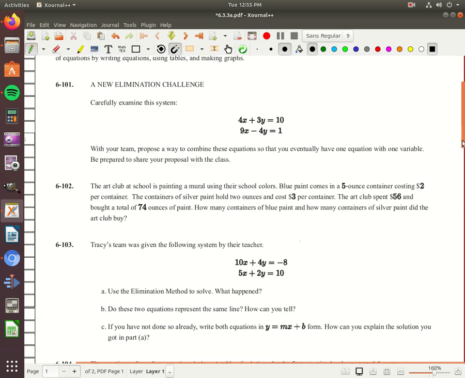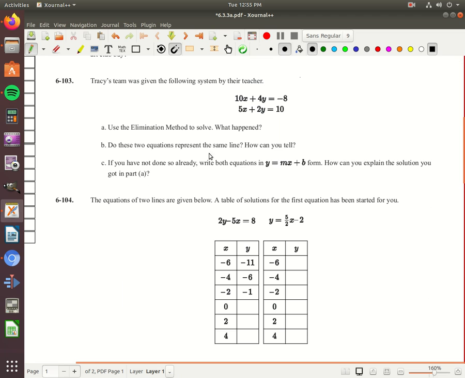Okay, so moving along, 6103, it says Tracy's team was given the following system by their teacher. So we have this system. It says use elimination and see what happens. Do these equations represent the same line? How can you tell? If you've not already done so, prove that they have the same line.